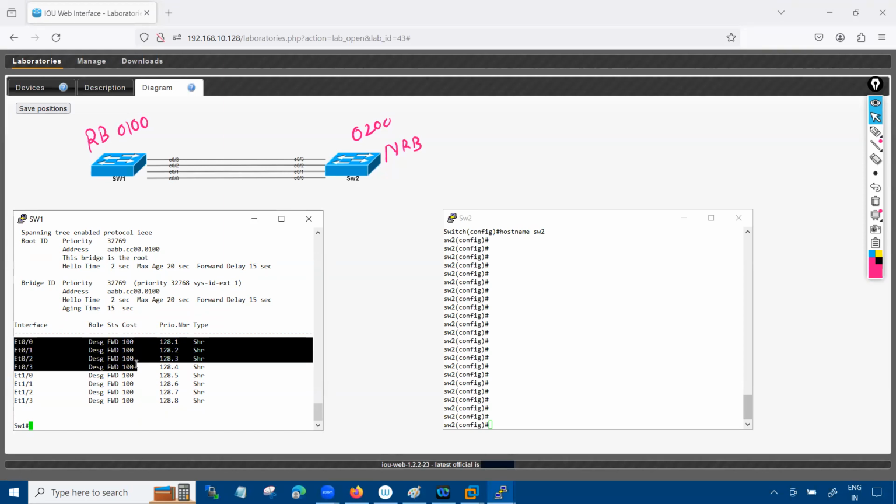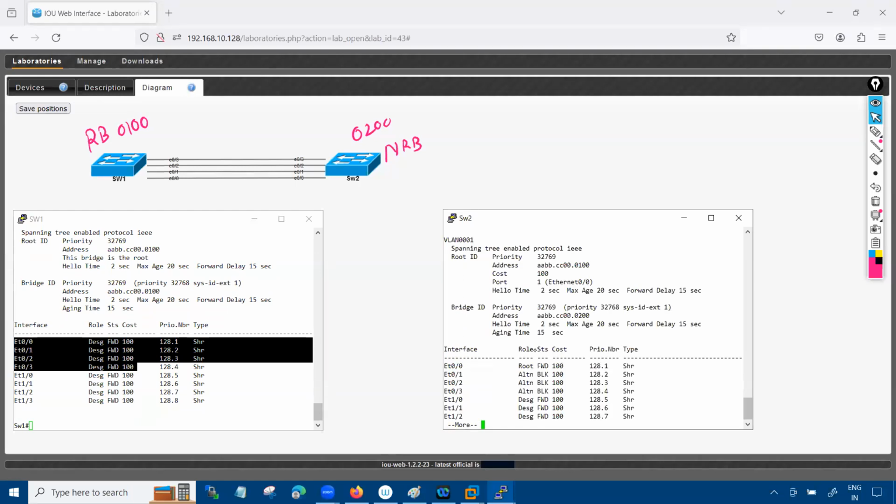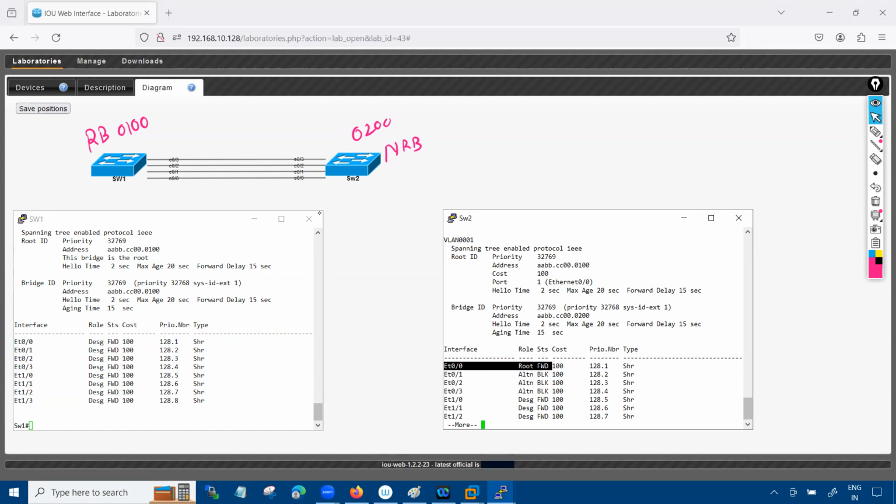But what's the problem right now? On switch 2, if you see the show spanning-tree output, it's saying that one port, 0/0, is the root forwarding port. This is the RP port right now, and the remaining ports are blocking.